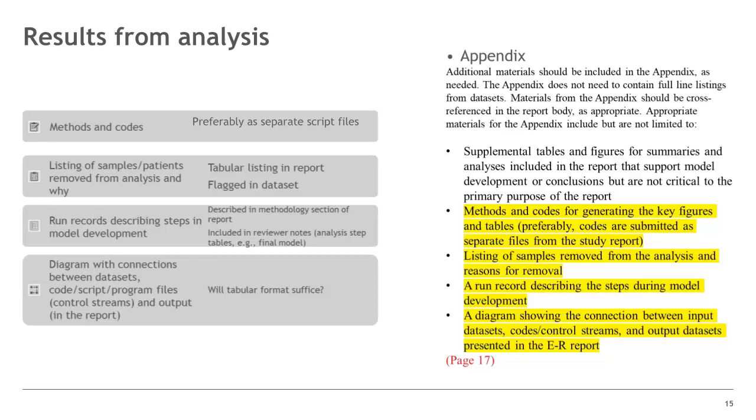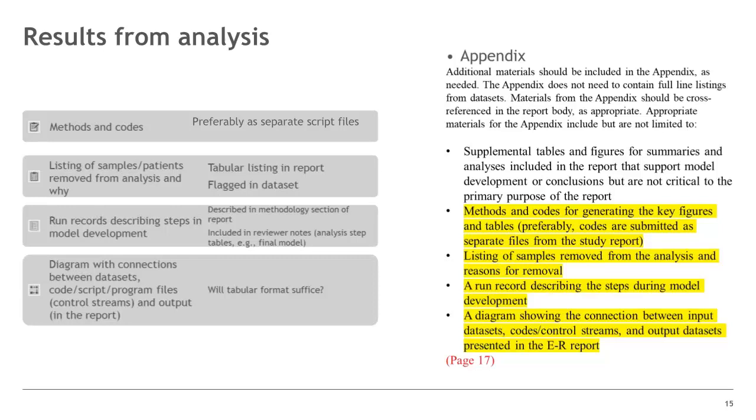So results from analysis, methods and codes, they've asked for separate files from the study report. A long time ago, we used to have a practice of putting all of our output into the population report in an appendix rather than give it to them as electronic files. Here they are putting their foot down and saying, now we really don't want to have to dig that out of the appendix. We would really like it as a separate file that we can evaluate rather than having to try to copy paste stuff out of the appendix to run as a script.